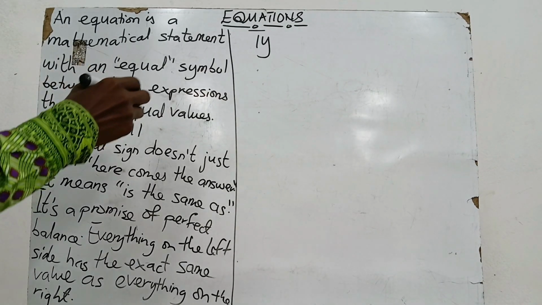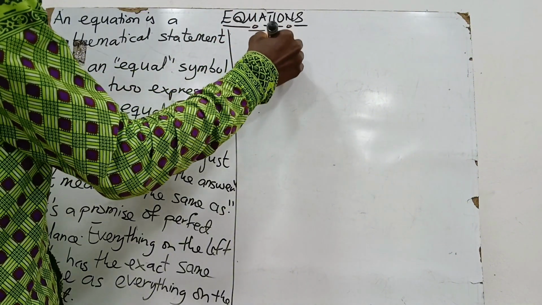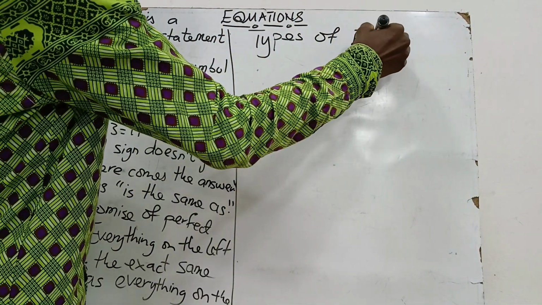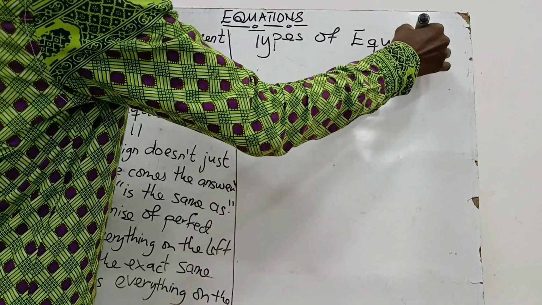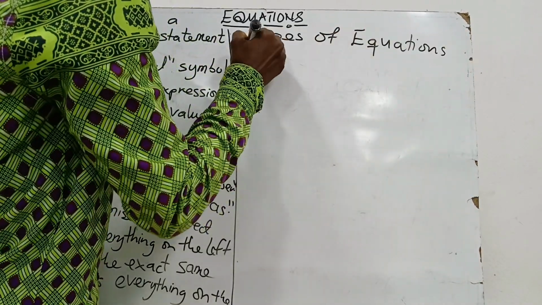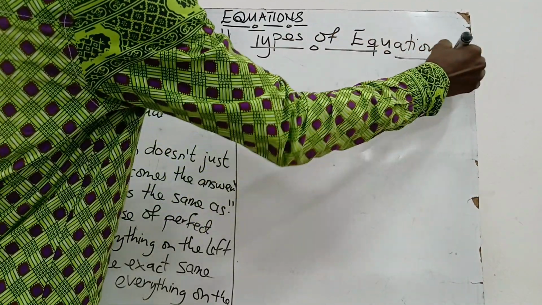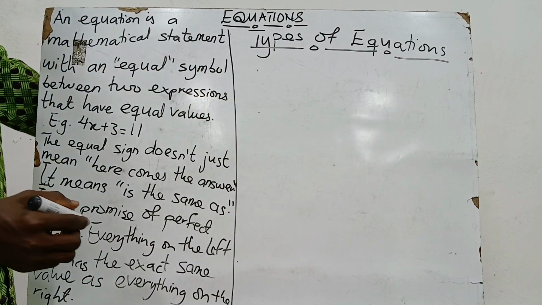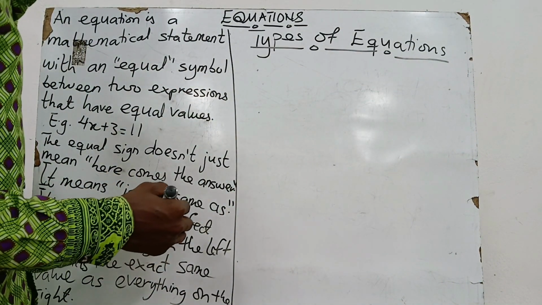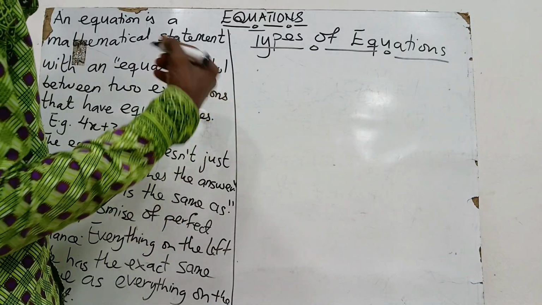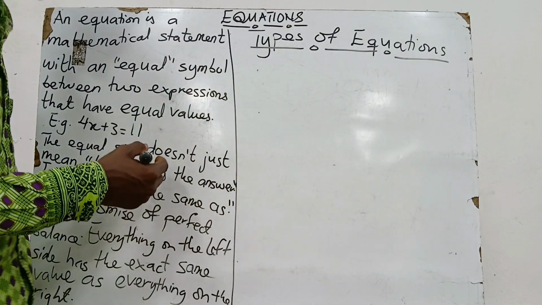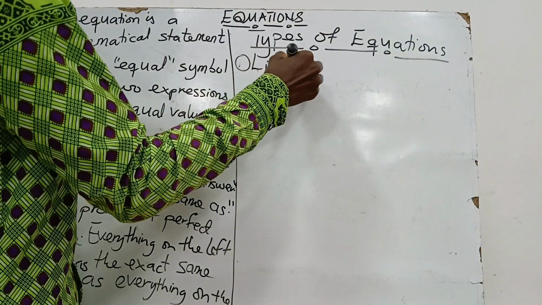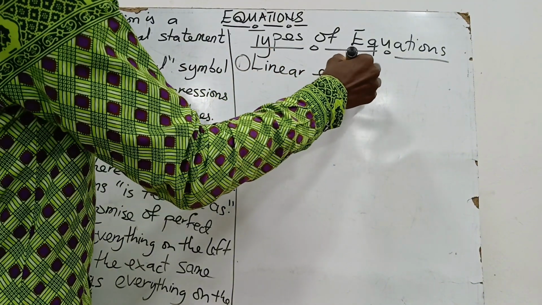Now let us look at types of equations. I don't want to keep this long, so I'll only talk about 3 types. We have other types. So one, let us talk about linear equations.